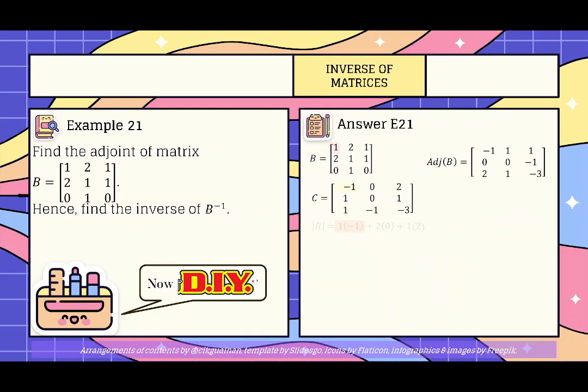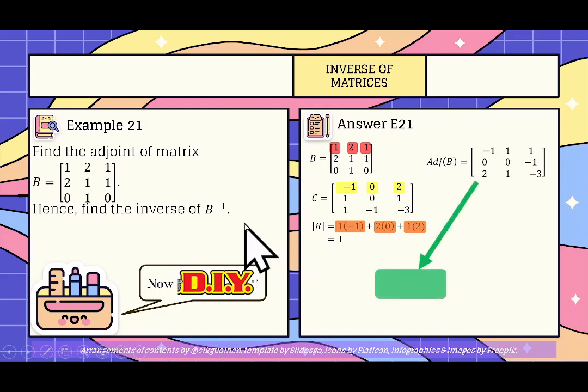Afterwards, we find the determinant of B. Now, the determinant of B is 1. We get the determinant, we get the adjoint, and we combine both of them to get the inverse of B. Now, this is the inverse of B.